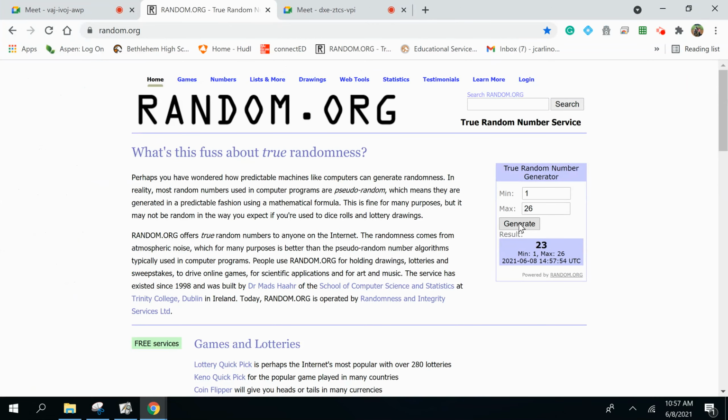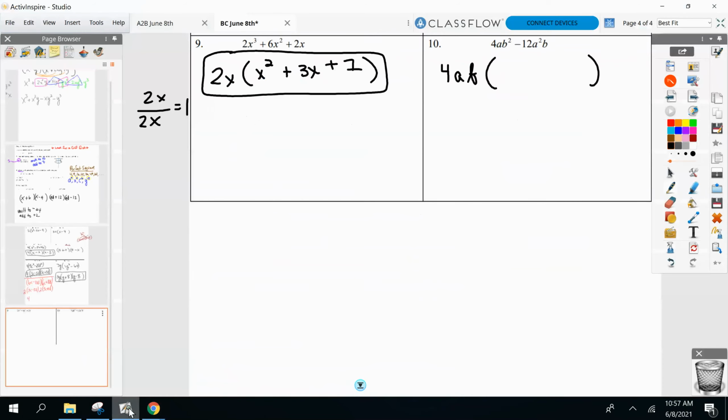There he is, Luke. What's left? I'm taking a 4, an A, and a B away from 4AB squared. What's the only thing left? Just B, yep, minus? Minus 3A. Yeah. And then you're going to be quiet, right? Thank you. There it is.